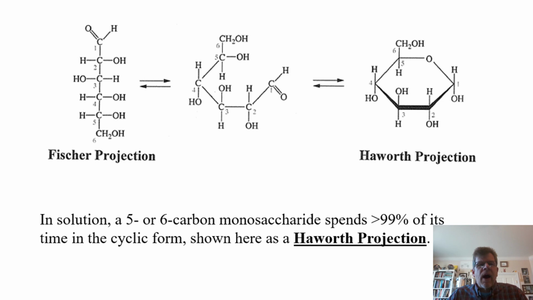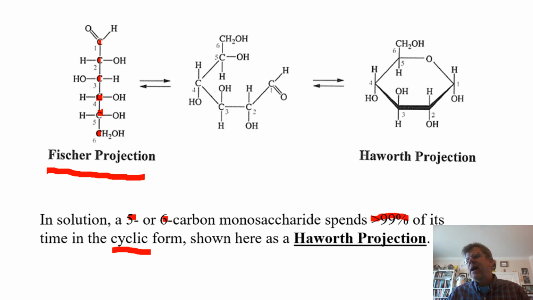Now, interestingly, as we alluded to in the beginning, monosaccharides can be shown here in a Fischer projection, and it's an open chain. If we look at all 6 of our carbons in this case, they all occur in an open chain. But in fact, in solution, the larger monosaccharides, and by that I mean either 5 or 6 carbon monosaccharides, tend to want to spend most of their time in a cyclic form. In fact, greater than 99% of the time, a dissolved monosaccharide spends its time in the cyclic form.